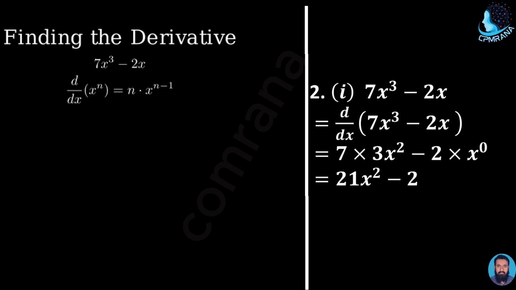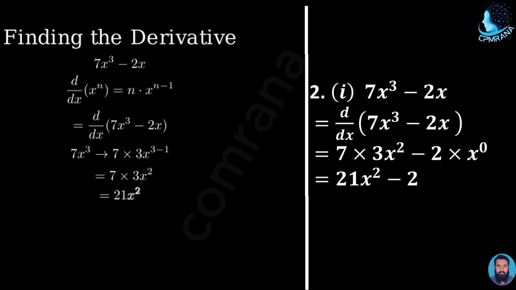Let's write this in derivative notation first. We're taking the derivative with respect to x of the entire expression. Now, let's handle each term separately. For the first term, 7x cubed, we'll multiply by the power, which is 3, and reduce the exponent by 1. So 7 times 3 is 21, and x cubed becomes x squared.